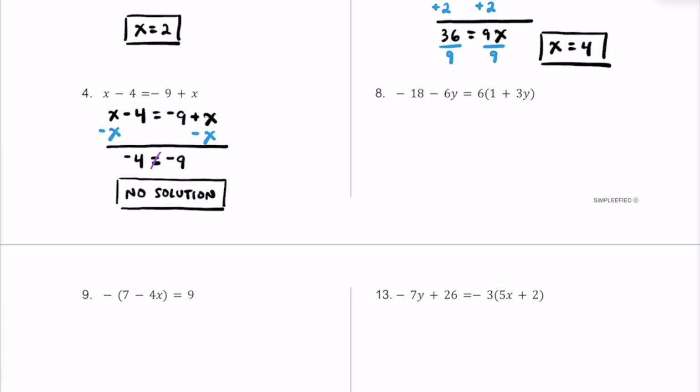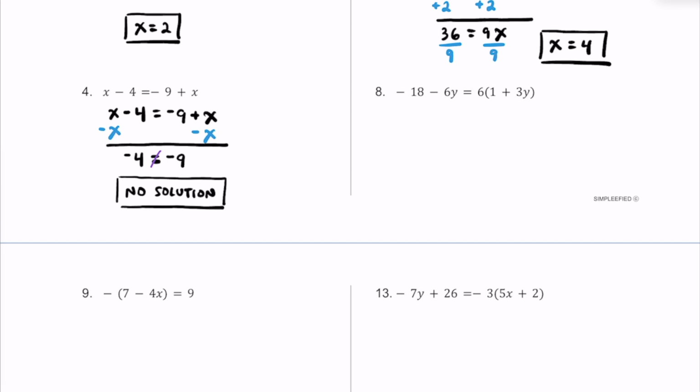All right, let's see what's going on in number 8. So for number 8, we have negative 18 minus 6y is equal to 6 times the quantity of 1 plus 3y. Okay, so similar to the last couple, I'm going to start by distributing the 6 to both of these terms. If we do that, we're going to get negative 18 minus the 6y is going to equal 6 times 1 is 6 plus, and then 6 times 3y is going to be 18y.